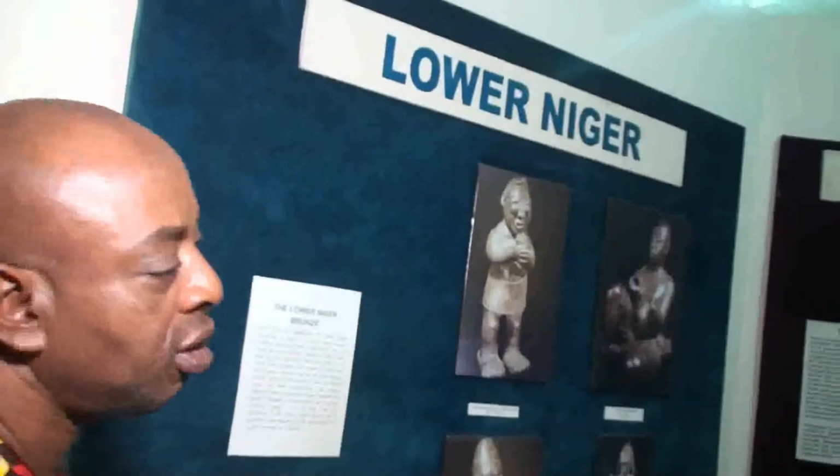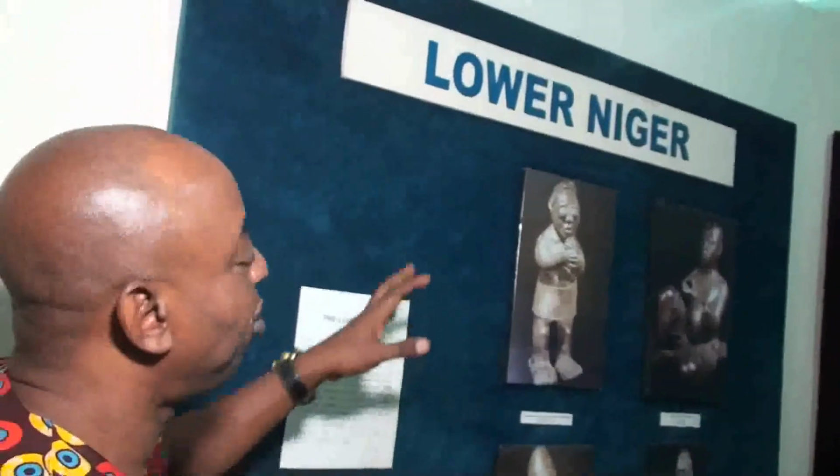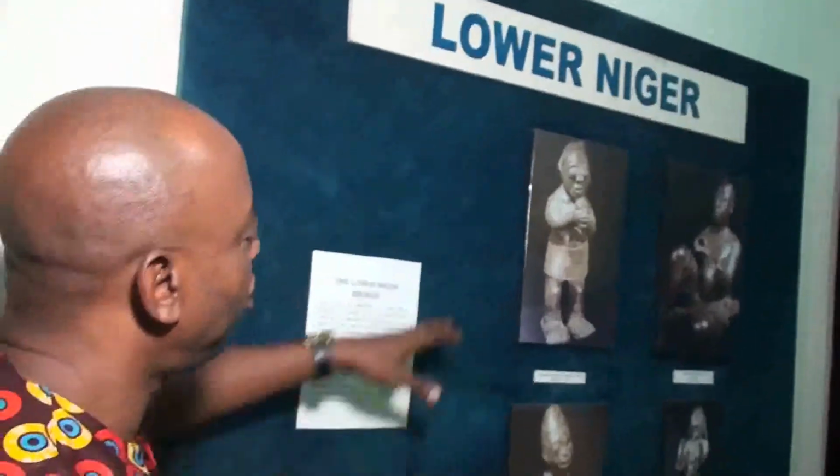And then we have the Lower Niger. These ones involve three areas: Kogi State, Niger, and Kwara. They also have bronze work, but theirs came in the form of humans. You can see some with a club, others with a staff.